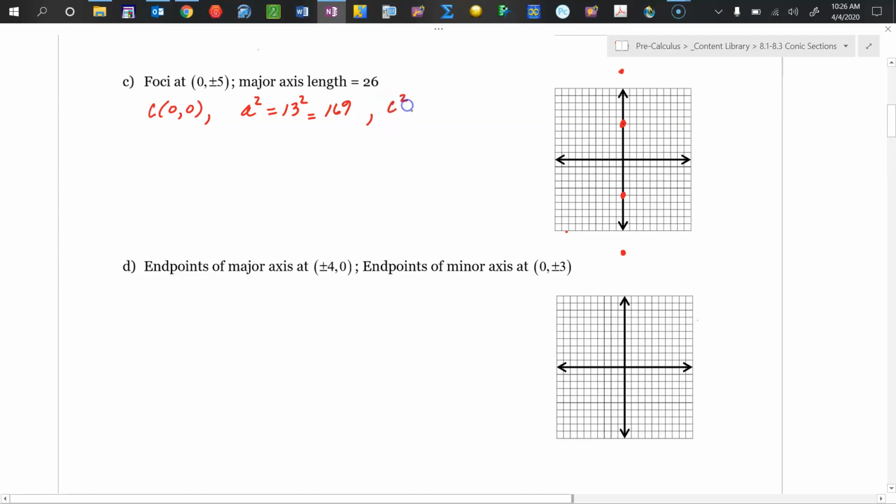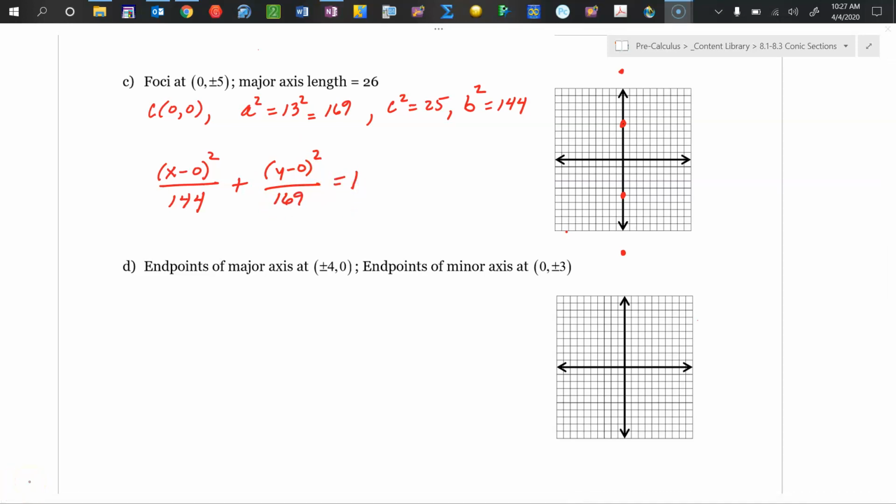We know that c squared is equal to 25, and we can find b squared because we know that b squared plus c squared is equal to a squared, so b squared has to be equal to 144. So the equation of our ellipse is x minus 0 quantity squared, as always, you can drop that 0 if you like, divided by b squared, 144, because it's longer in the vertical direction, y minus 0 squared over 169 is equal to 1.